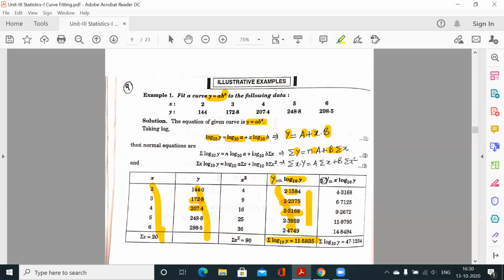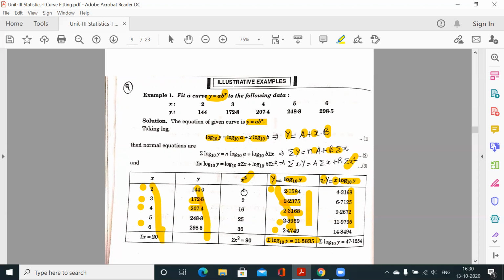Similarly, next x y. So x y is small x into capital Y, that means x into log y. So small x is this: 2 into 2.15, 3 into 2.32, 4 into 2.31, 5 into 2.39, 6 into 2.47. So these are the corresponding multiplications. Next, summation x square. So x square, x is x.